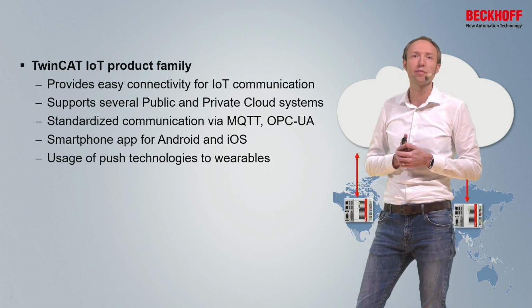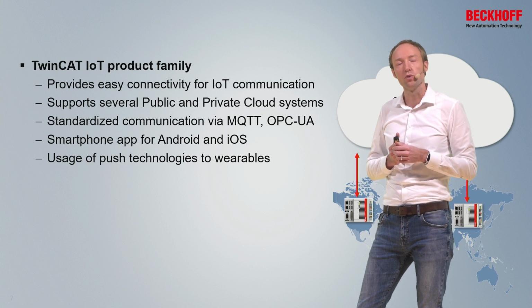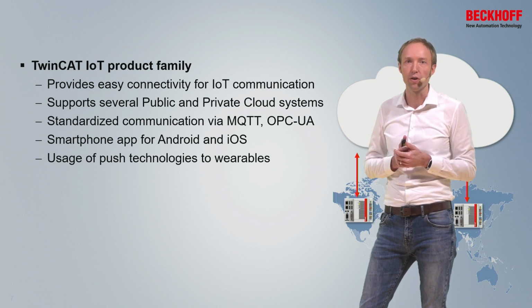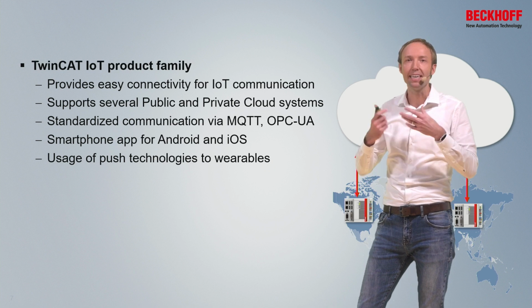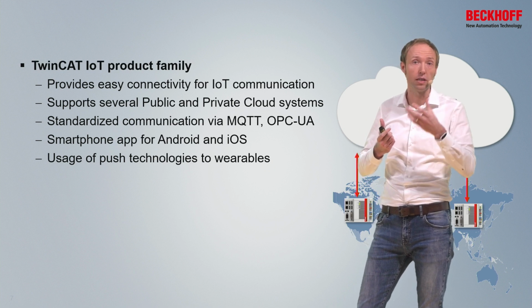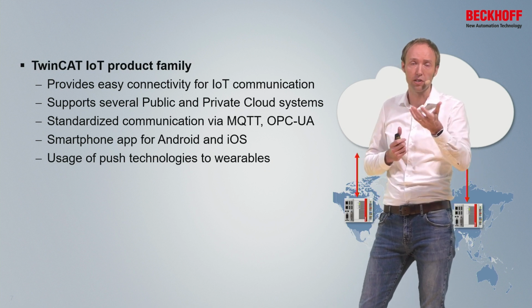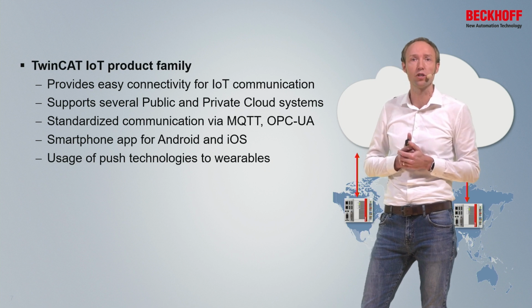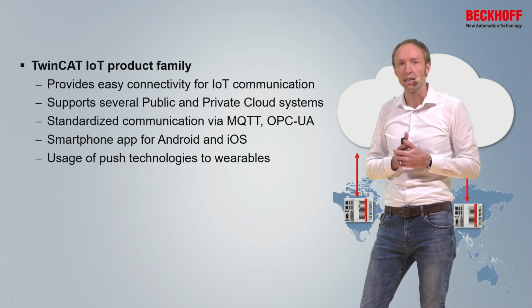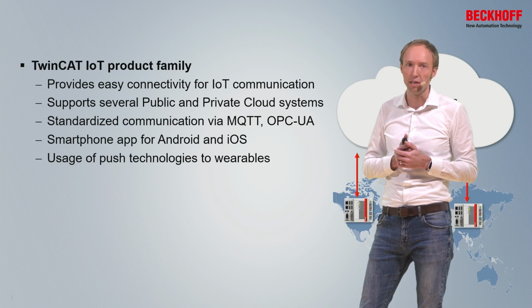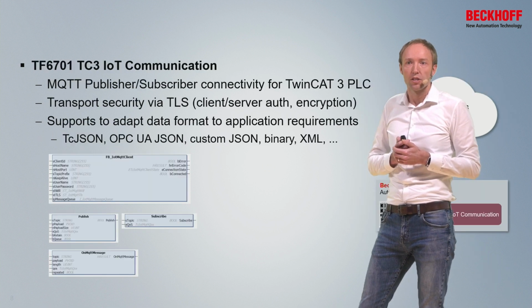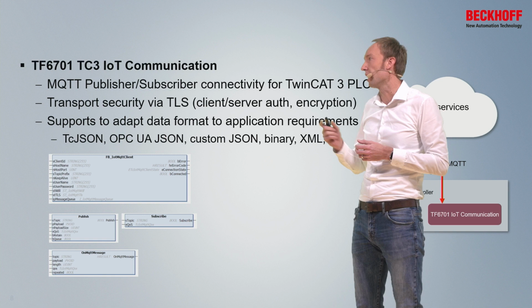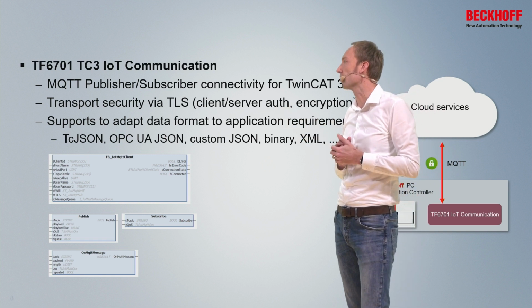TwinCAT IoT is a product family that can be used to establish a data communication with the cloud system. So you can use almost any kind of public cloud service provider. You can use private cloud systems if you have a cloud in your own company infrastructure. And it is based on standardized communication protocols like MQTT or OPC UA. So as an example, I picked two products from this product family.